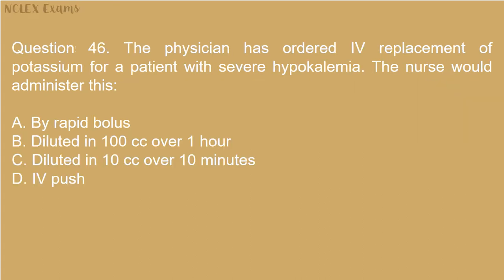Question 46. The physician has ordered a replacement of potassium for a patient with severe hypokalemia. The nurse would administer this A. By rapid bolus. B. Diluted in 100 cc over 1 hour. C. Diluted in 10 cc over 10 minutes. D. IV push.